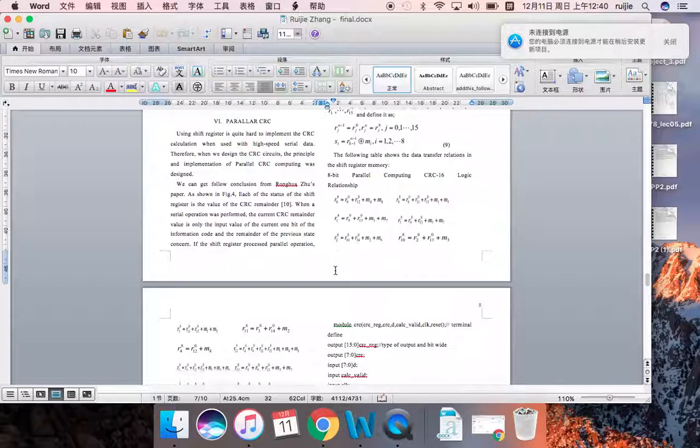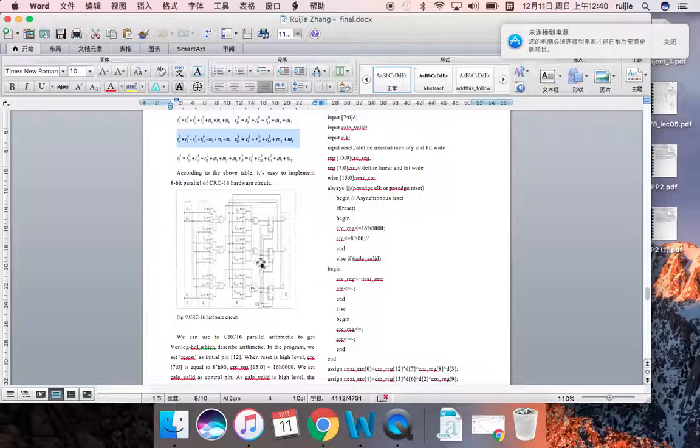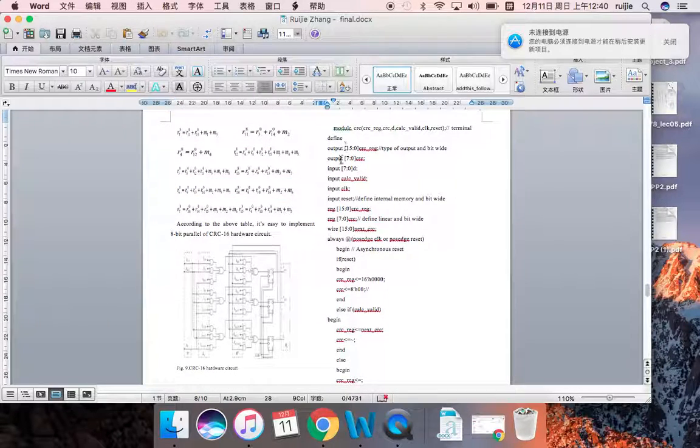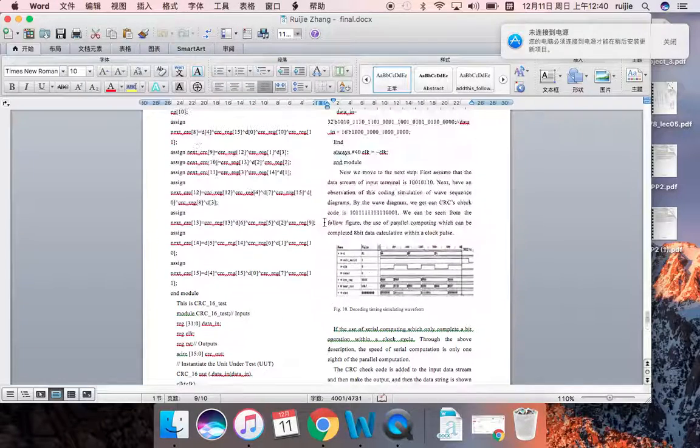We can use the parallel CRC circuit arithmetic to get a VHDL program. In the program, we need to set the input and the output. Here is the detail. Now we move to the next steps. First, assume that the data stream of the input terminal is 100101110. Next, have an observation of this coding simulation wave sequence diagram. By the wave diagram, we can get the CRC check code is 101111110001. We can see this from the following figure.